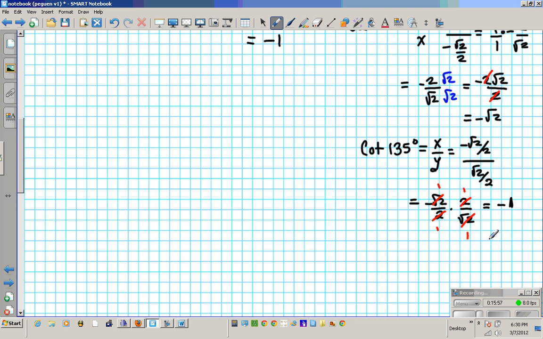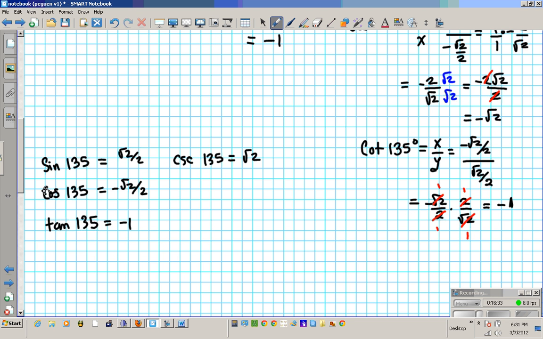Okay? Alright, so let's organize our answers. So sine 135, cosine 135, tan 135. Alright, so let's see if we can remember. Sine was root 2 over 2. Cosine was negative root 2 over 2. Tan was, damn, I forgot. Negative 1. And then cosecant of 135 is, or was, root 2.